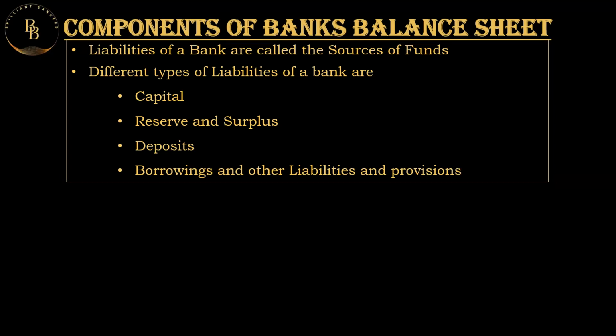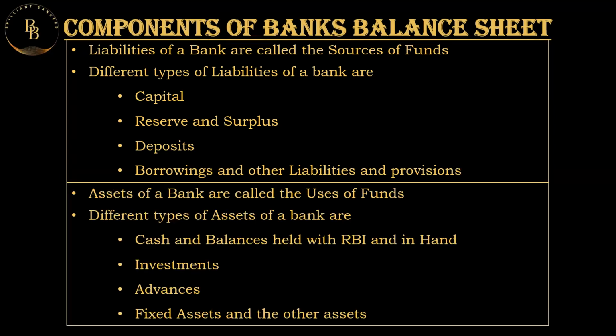Coming to the next point, there are the assets of a bank. Assets of the bank are also called the uses of funds. The different types of assets of the bank are the cash and balances held with RBI and in hand. This asset item includes all the cash in hand and the cash held with RBI, including foreign currency notes and the cash balances in the overseas branches of the bank. Any balance held with RBI includes the balances held by each bank to meet the statutory cash reserve ratio, and also the surplus cash parked with RBI over and above the CRR requirement. The balances with other banks and any money at call and short notice are also included in the cash and balances held with the RBI and in hand.